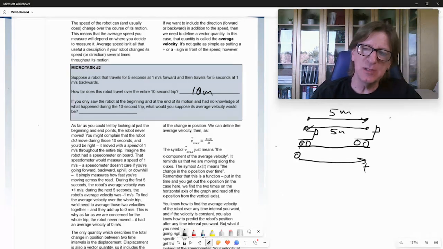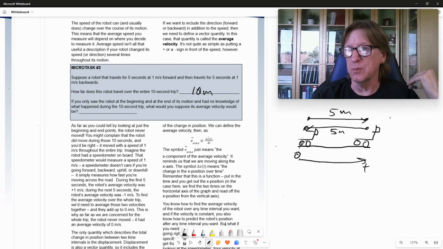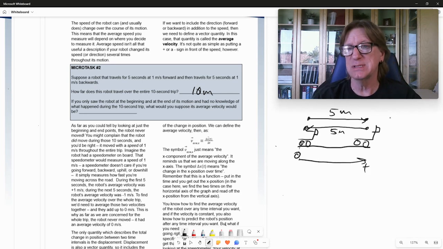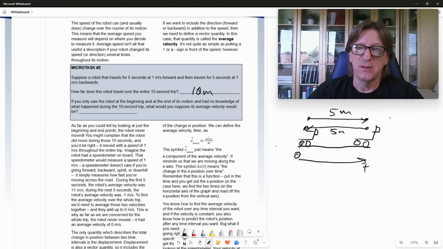Okay, but let's suppose that you saw the robot sitting there ready to go. You walked out of the room, the experiment ran, it went 5 meters forward, 5 meters back, and you come back and the robot's in the same spot. You've got no idea what it actually did in between. What would you say that the robot's speed was?